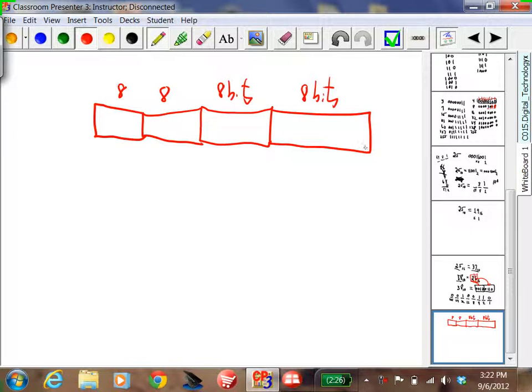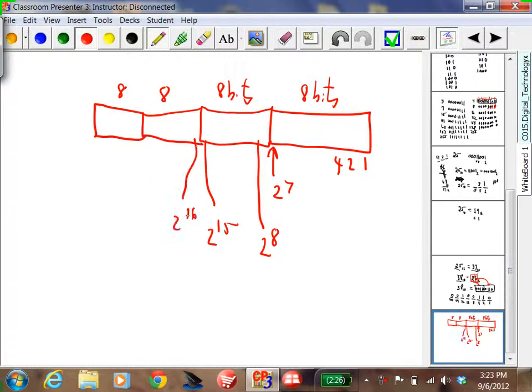And then here the units position will be, and then the twos position, and then the fours position. And over here will be 2 to the 7th, which is 128. And this will start at 2 to the 8th, up to 2 to the 15th. And this will be 2 to the 16th, up to 2 to the 23rd. Then 2 to the 24th, up to 2 to the 31st.